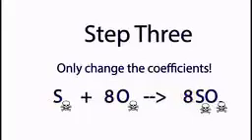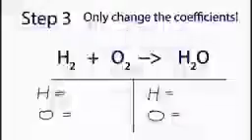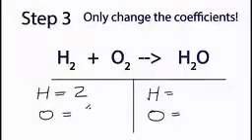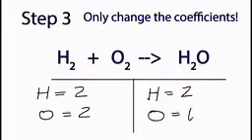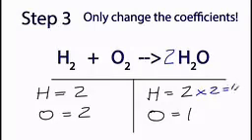Step 3. Only change the coefficient. The numbers in front of elements are coefficients and those after are subscripts. We cannot change the value of subscripts. These subscripts just give the information of atoms. So this is 2 into 2, that is 4. Now 2 into 1, that is 2 oxygen atoms.